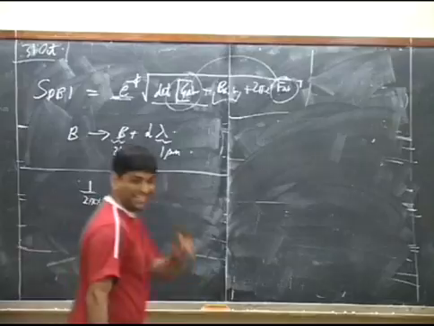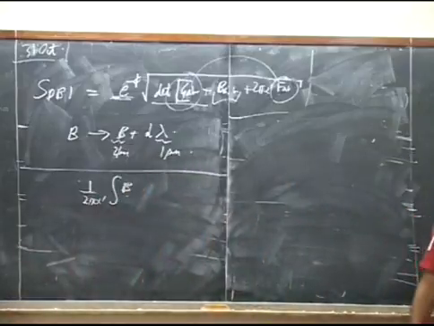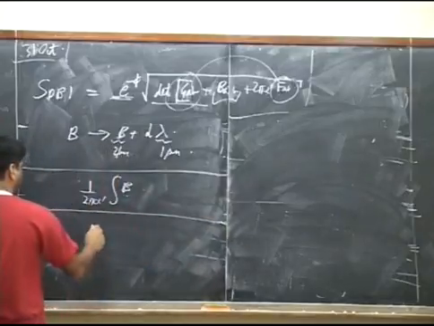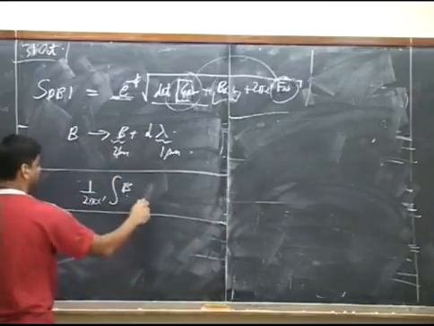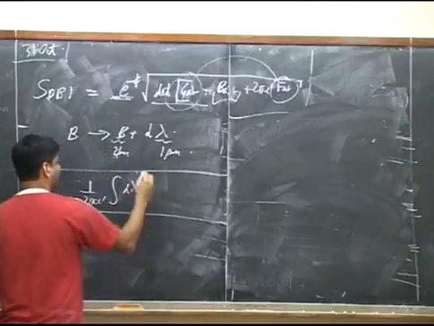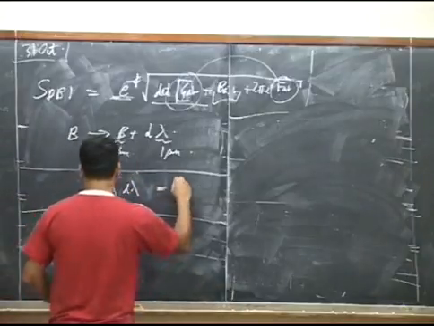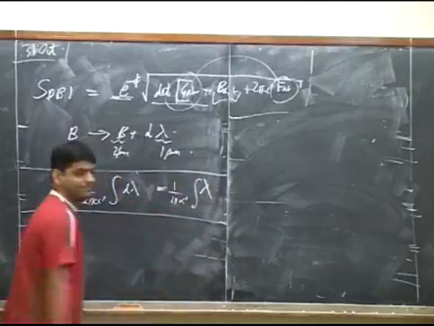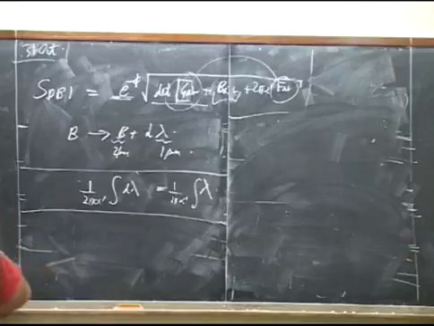Now let's work with open string theory. Okay? When we work with open string theory, what happens? What we get is that under B goes to B plus d lambda, this object changes by d lambda. So it becomes 1 over 2 pi alpha prime times the integral of lambda over the boundary.